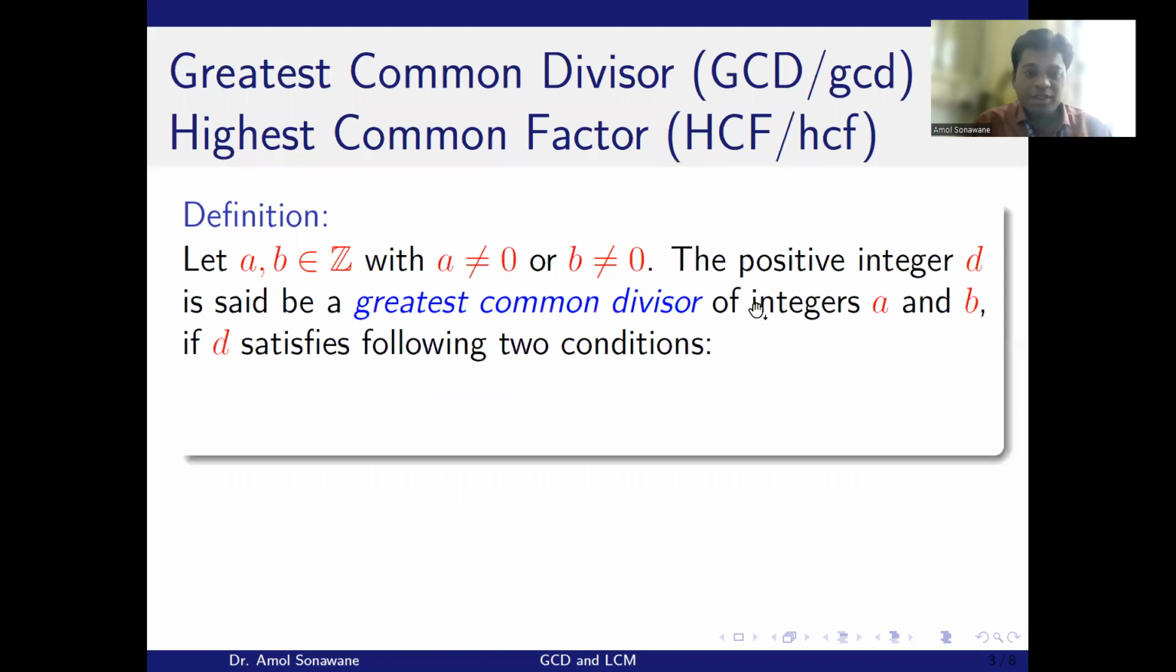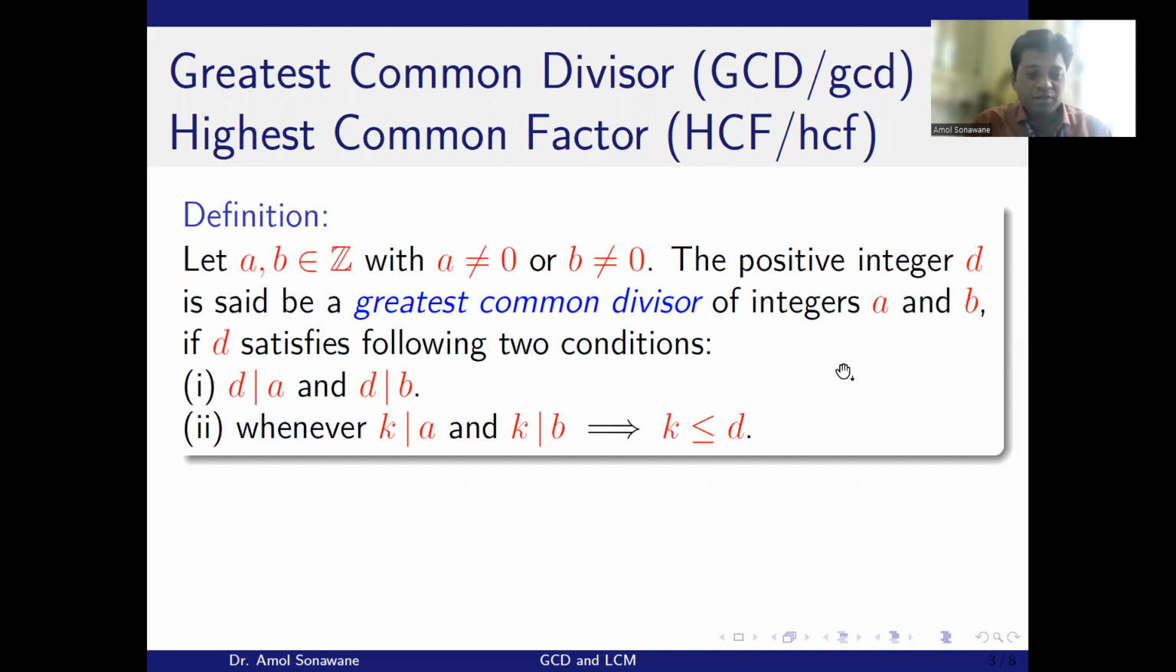Then the positive integer d is said to be the greatest common divisor of integers a and b if d satisfies the following two conditions. First condition is d divides a and d divides b, means d divides both a and b. It means d is a common divisor of a and b. Second condition, whenever k divides a and k divides b, means whenever k is a common divisor of a and b, k is less than or equal to d, means d is greater than or equal to k.